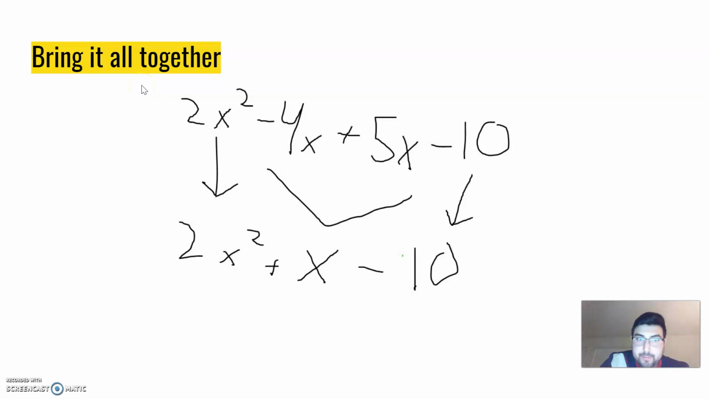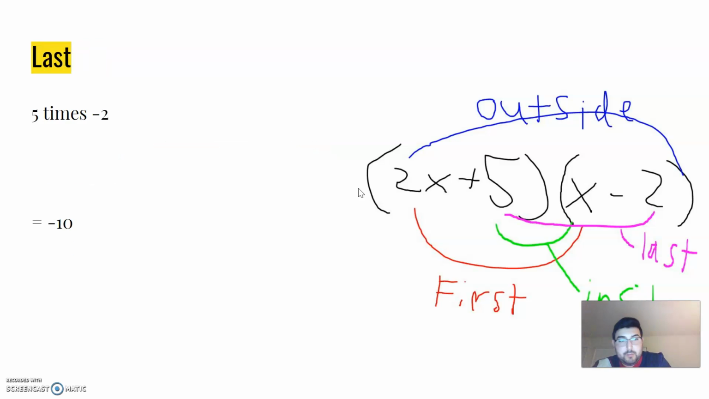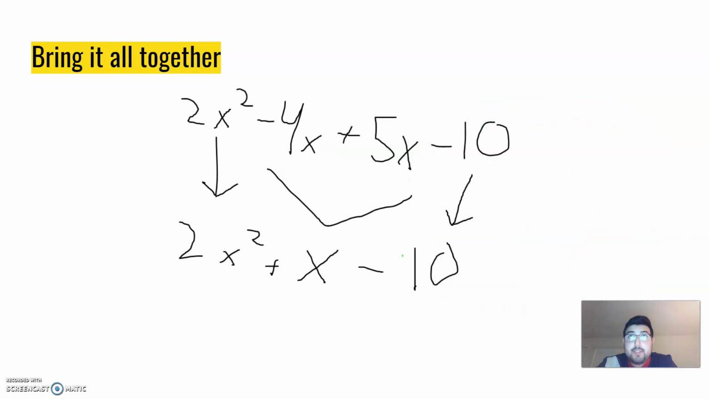Bringing it all together: you want to bring all of these terms that we found back together. So 2x squared minus 4x plus 5x minus 10.